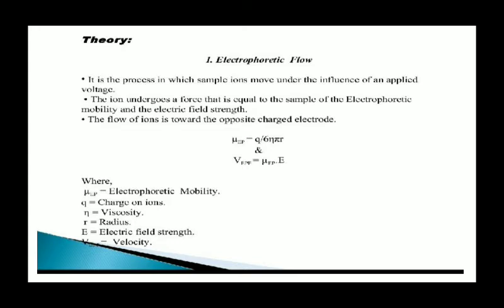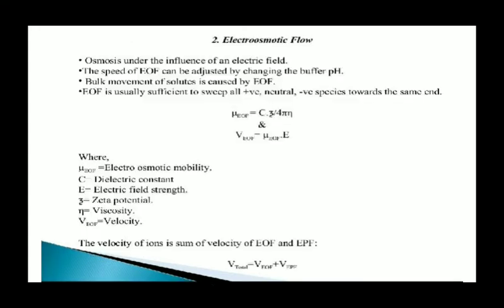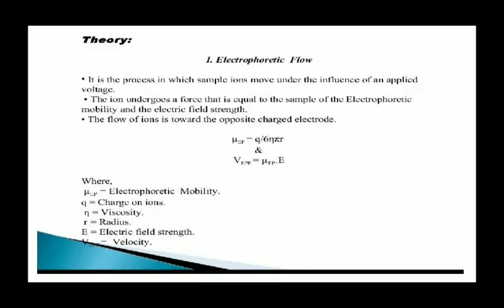Then the other contribution to solute migration is the electroosmotic flow, which is osmosis under the influence of an electric field. You have seen the formula here, where mu ep is the electrophoretic mobility, q is the charge on the ion, eta is the viscosity, r is the radius, E is the electric field strength, and v is the velocity, right?